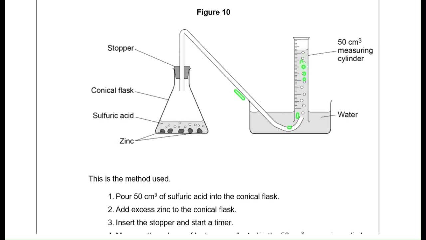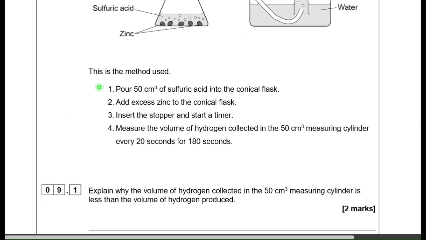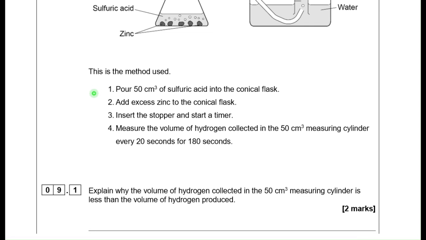1. Pour 50 cm cubed of sulfuric acid into the conical flask. 2. Add excess zinc to the conical flask. 3. Insert the stopper and start a timer. 4. Measure the volume of hydrogen collected in the 50 cm cubed measuring cylinder every 20 seconds for 180 seconds.